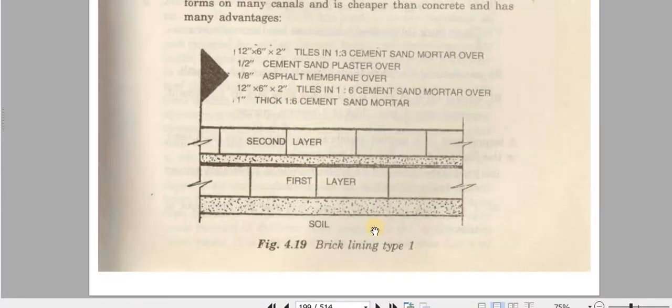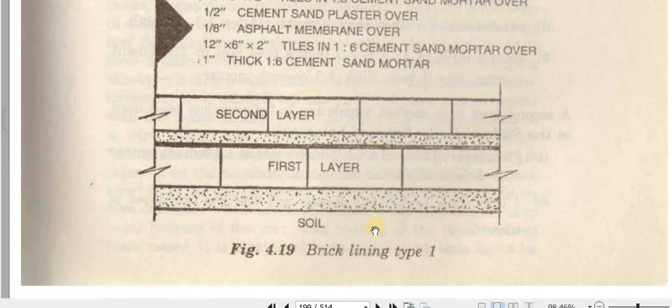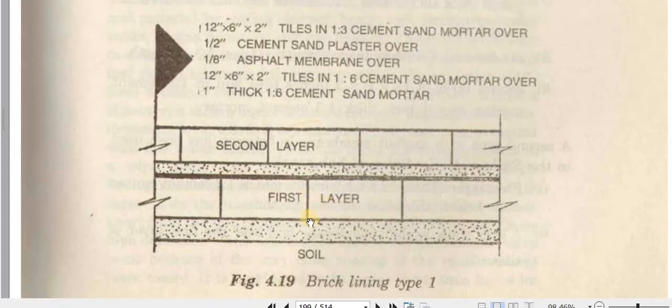So this is the brick lining. Let me explain this one topic. On the lower side we have, here you can read 12-inch, 6-inch and 2-inch tiles in 1:3 cement sand mortar.